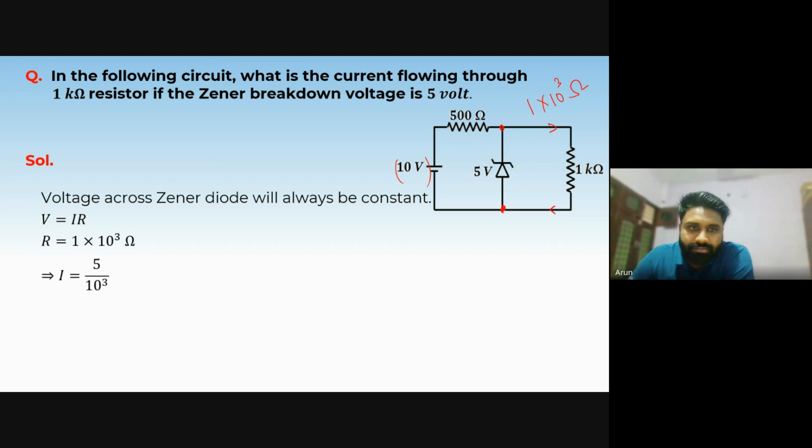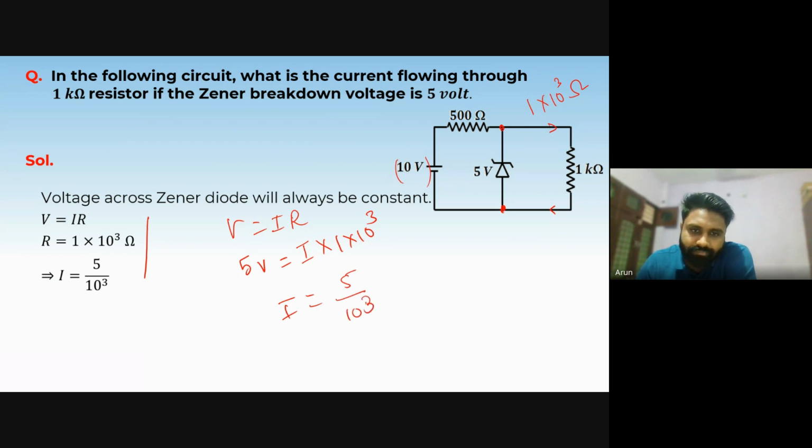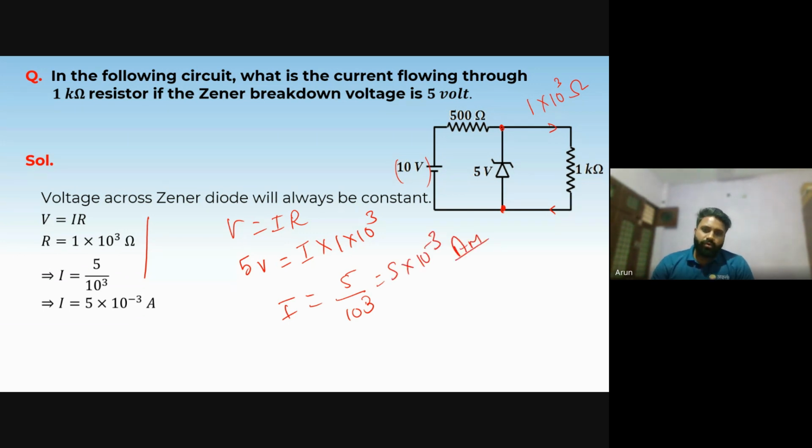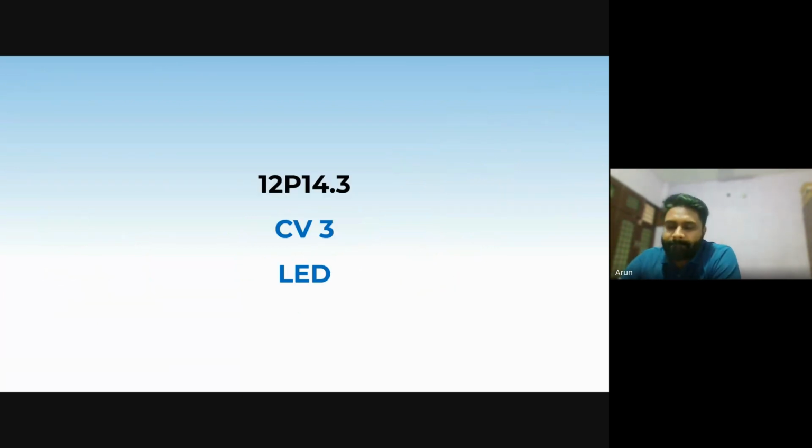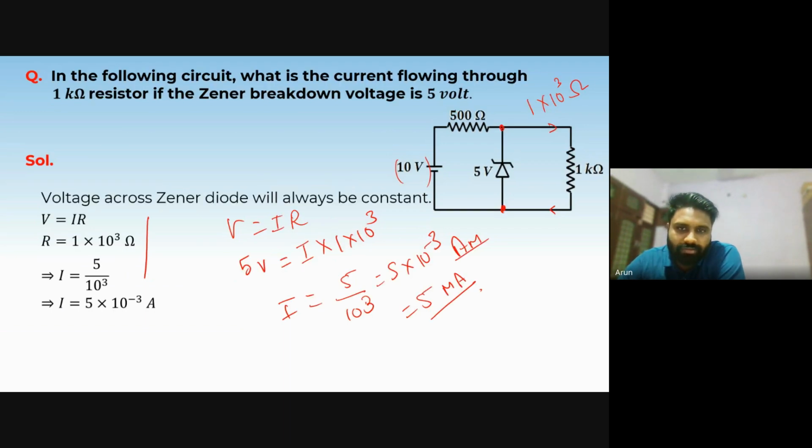So I will be, because V equals IR, the voltage across this 1 kilo ohm resistance is 5 volt, which is the Zener voltage. You have to calculate I; R you are provided with. So I equals 5 upon 10 raised to the power 3, which is 5 into 10 raised to the power minus 3 ampere, or you can say 5 milliampere. Okay. Got it? So I hope you are clear with this concept and this question also.